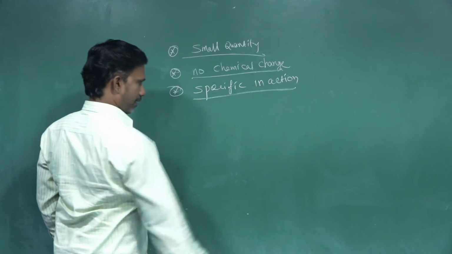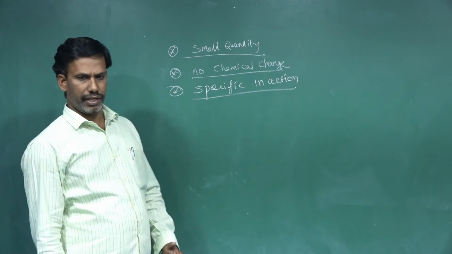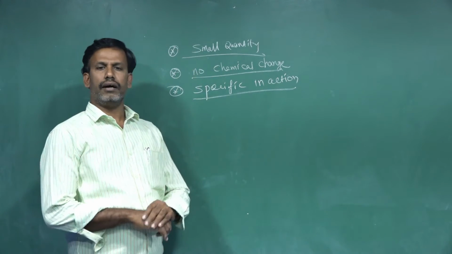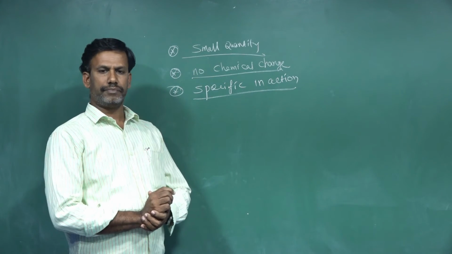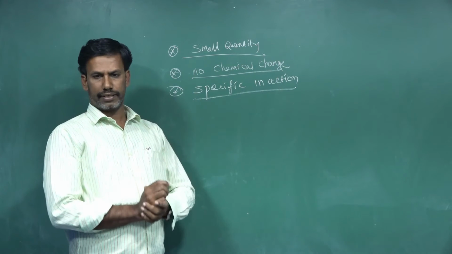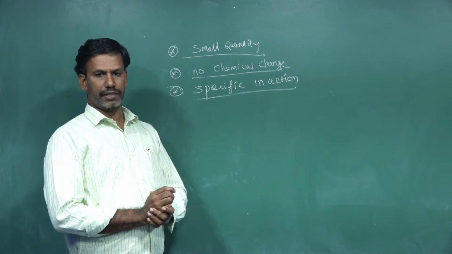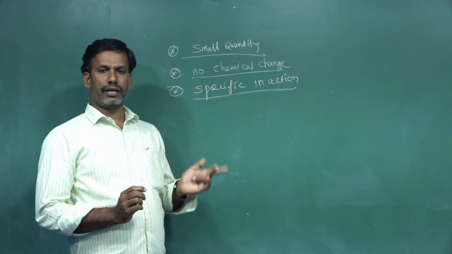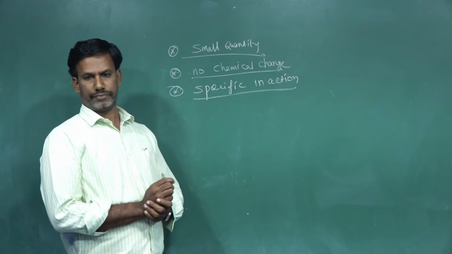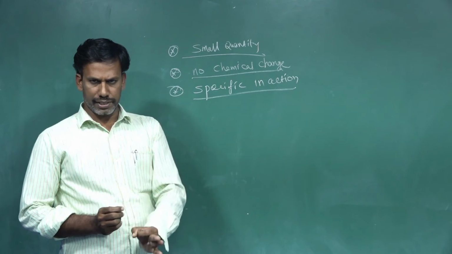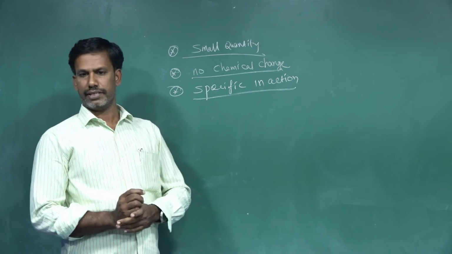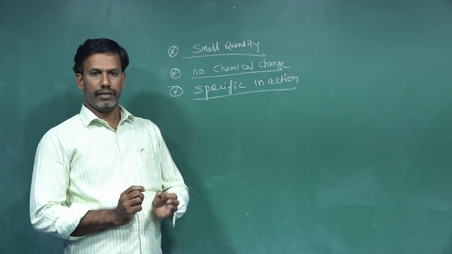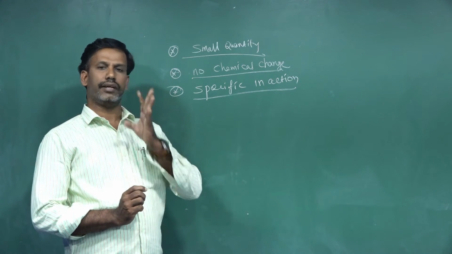What is called specific in action? For example, for sulfur dioxide manufacture we use platinum or vanadium pentoxide. These two cannot be used for the synthesis of ammonia. Okay, for a particular reaction, you should have a particular catalyst. That is called specific in action.